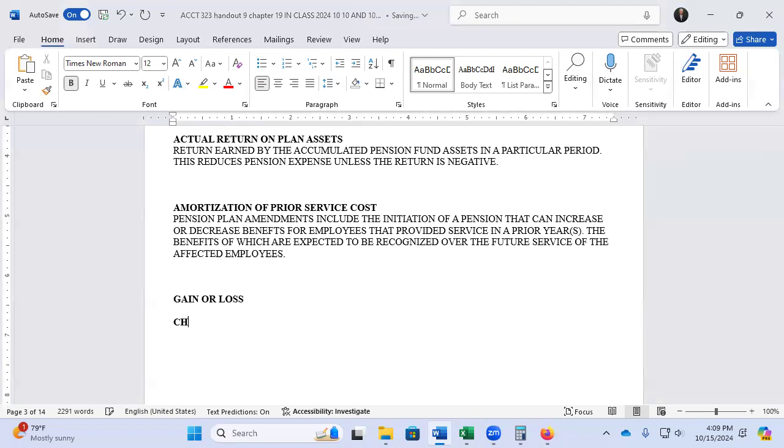Gain or loss is changes in the fair value of plan assets or projected benefit obligation. Any questions about the components?